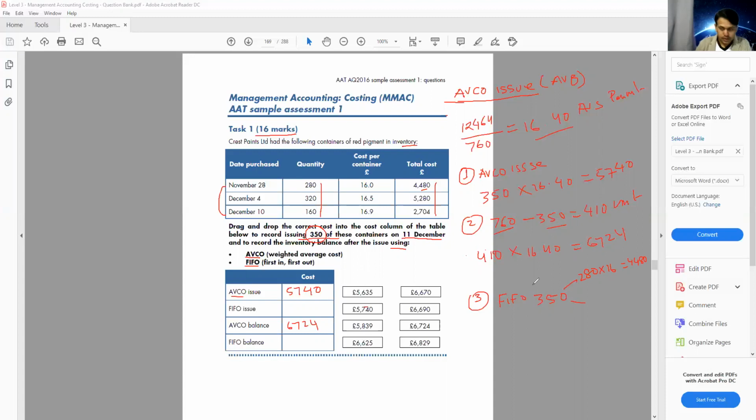I need some more units. From 350, if I take 280 from November, I still need 70 units. And I'm going to take those 70 units from the next one. I'm going to charge for 70 units at £16.50. 70 times 16.5 would be 1155. And the total will be 4480 plus 1155, that would be 5635. And that would be my FIFO issue.